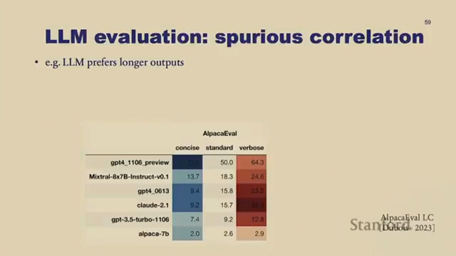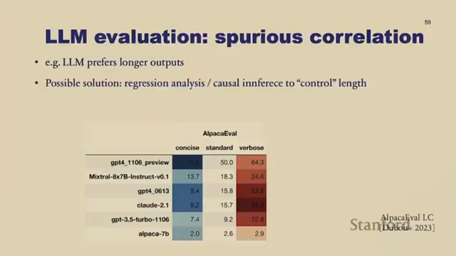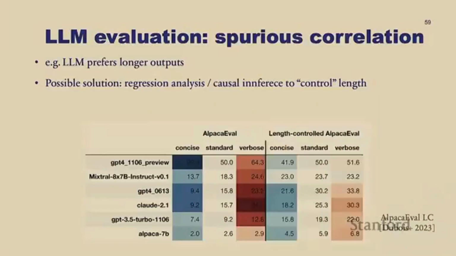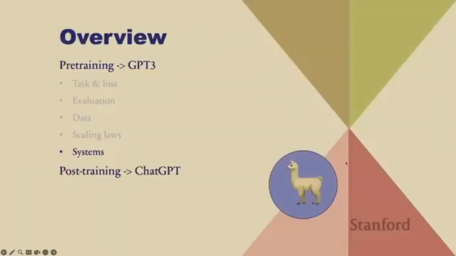That's very annoying. So one possible solution, which is what we did, is to use some regression analysis. I'm not going to go into details, but basically use causal inference tools to control for length. And right now, length matters much less. If you ask it to be verbose, you still get some gains, but much less. Great, so that's all about post-training. And now for the next 8 minutes, I might talk about systems or just answer questions.